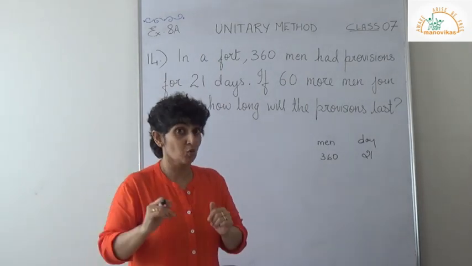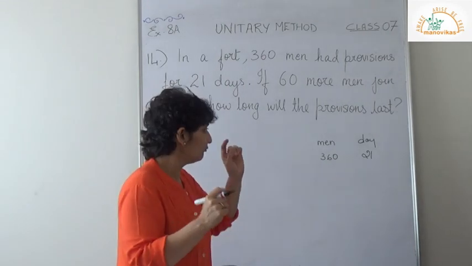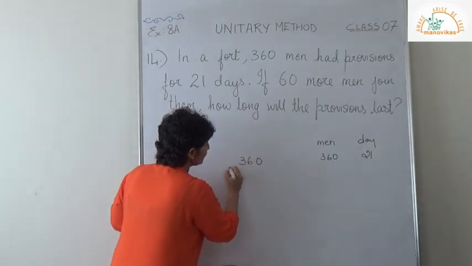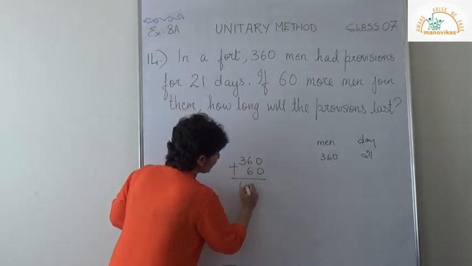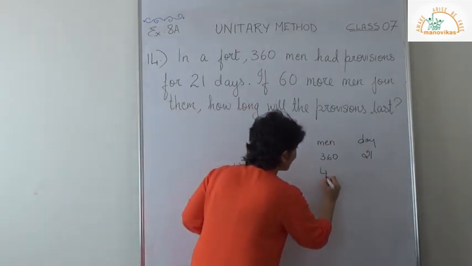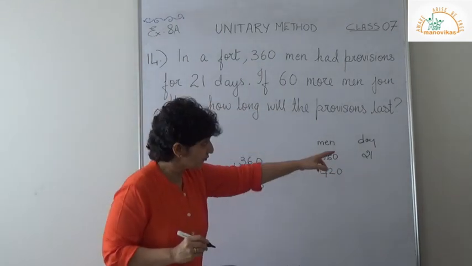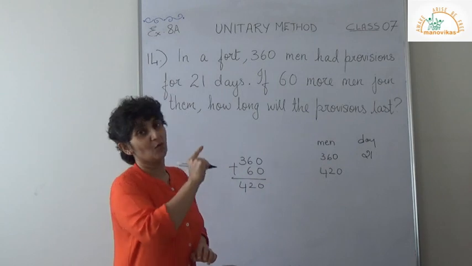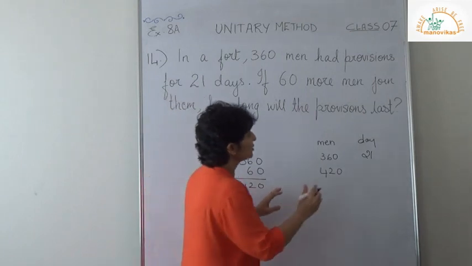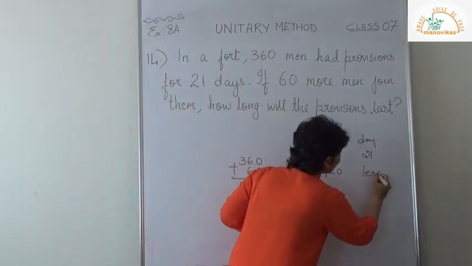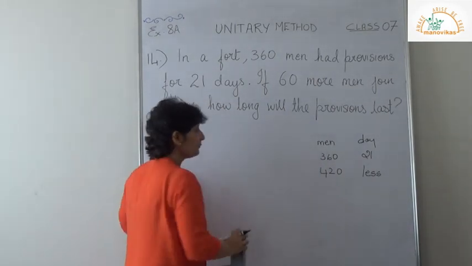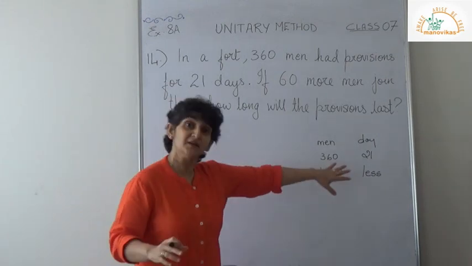Food is the same. So, will they have it for the same number of days? No, isn't it? Because 60 more means 360 plus 60, 420. They don't come with extra food. Same food. So, for 420 men now, will it remain for the same number of days? No, isn't it? Men have increased. So, definitely more consumption of food. So, the food will go for less days. Have you all understood, children? Since the number of people have increased, the food will become less.